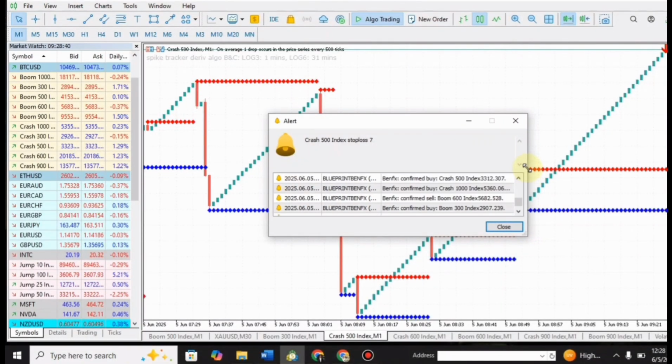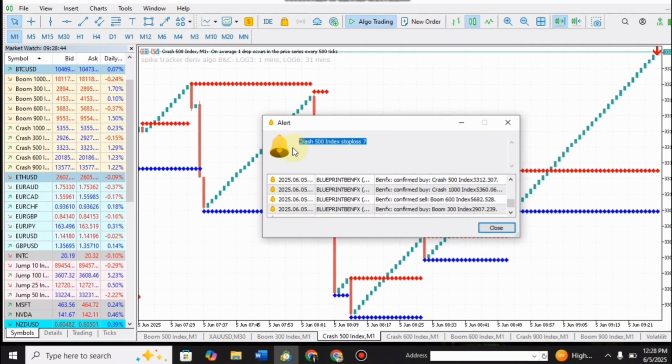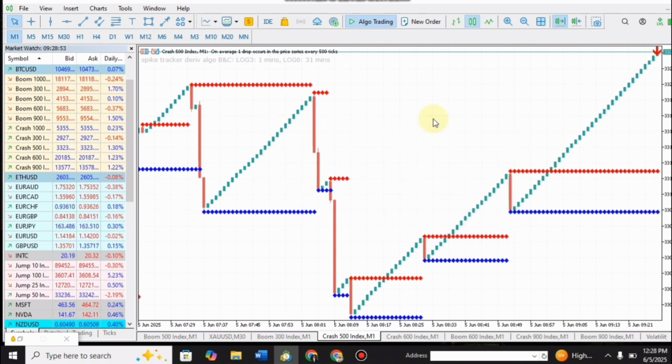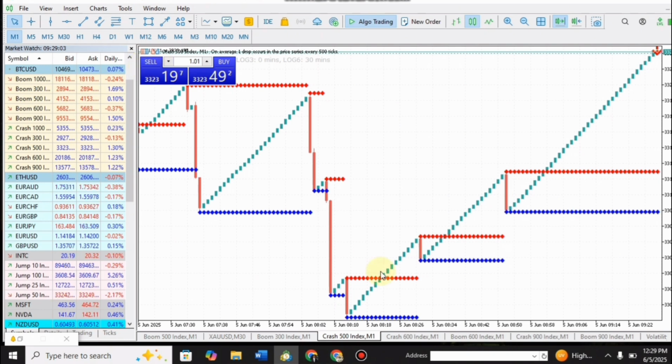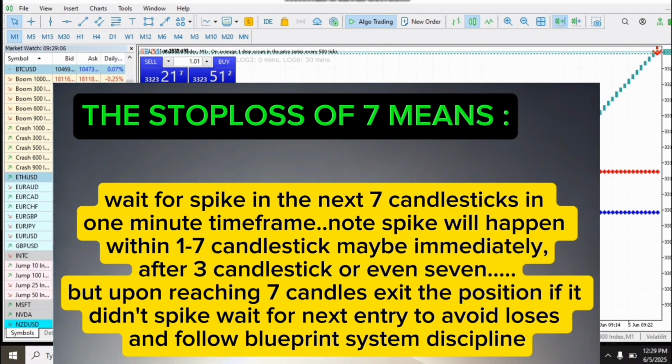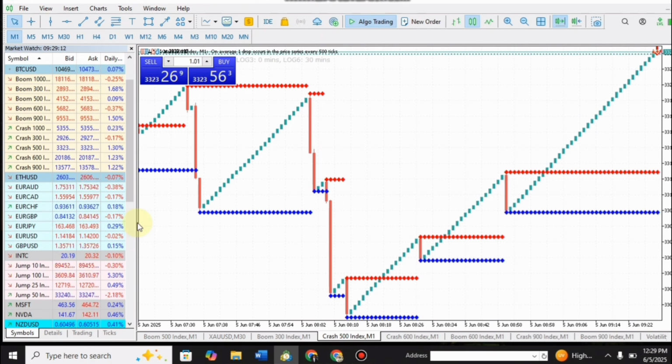Let's put the spike detector to work. This setup for Crash 500, the stop loss is 7 candles from the Blueprint spike detector. Now, with this kind of entry, it means once I enter my trade, like that, I sell the trade, the spike will happen within 7 candles. It may take 2 candles and spike. It may take 3 and spike. But maximum, it will just take 7 to spike.